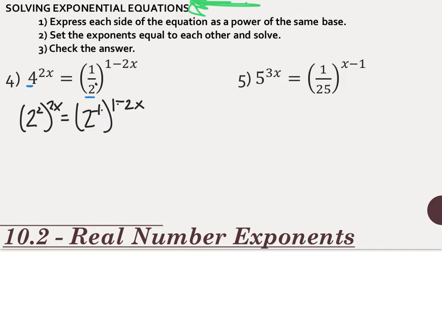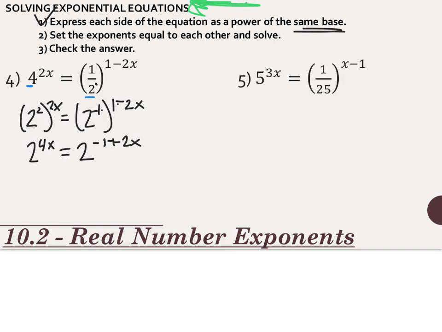So now I have the same base, but I'm going to go ahead and multiply my exponents together. So this side becomes 2 to the 4x. And this side becomes 2, and then I'm distributing this negative 1, so it's negative 1 plus 2x. Okay, so we did step 1. We have the same base now.